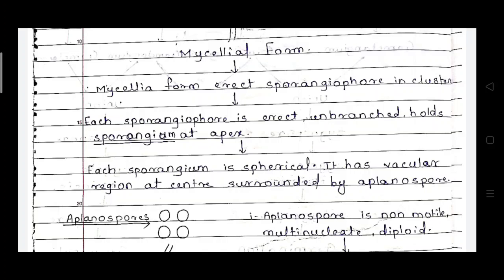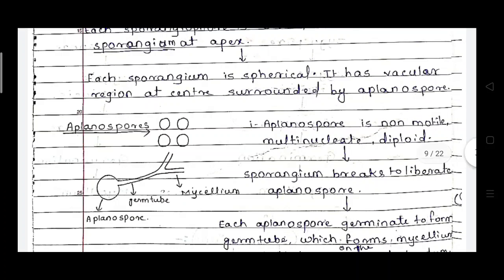So the mycelium, what does the mycelium do? This mycelium produces the erect sporangiophore, and on that sporangiophore at the apex the sporangium is developed. This sporangium is spherical in shape, and in the center or vacuolar region the aplanospores are present. This is the structure of the aplanospore: it is spherical, non-motile, multinucleate and diploid in stage.